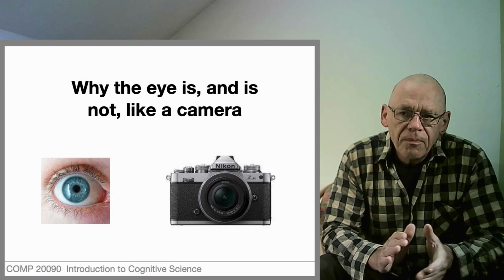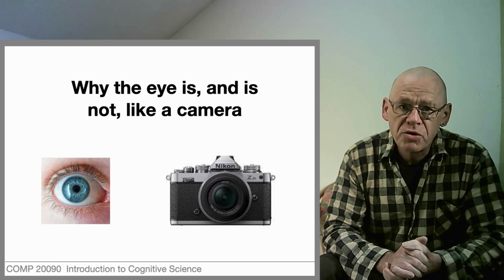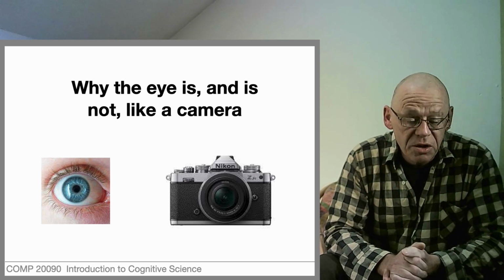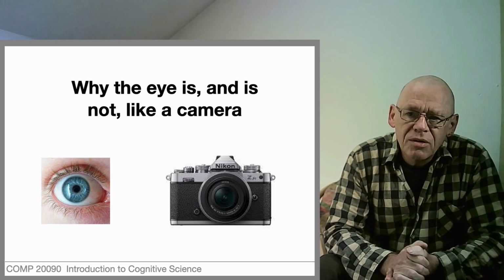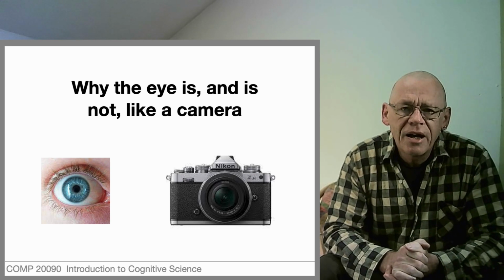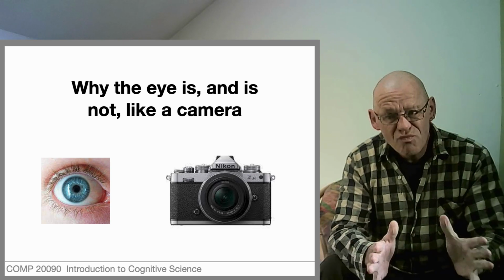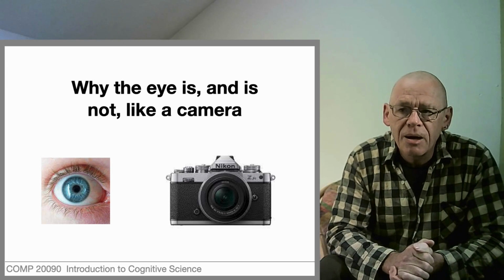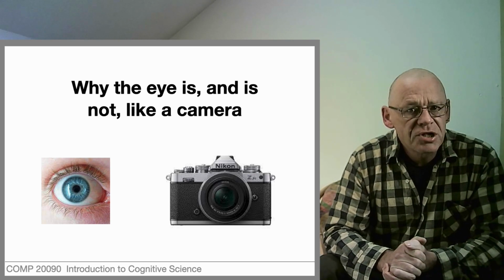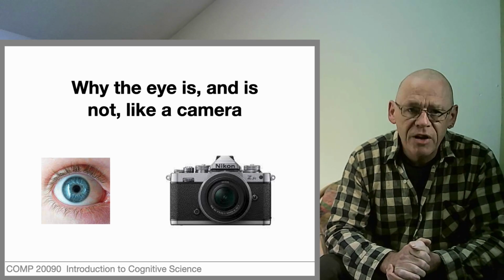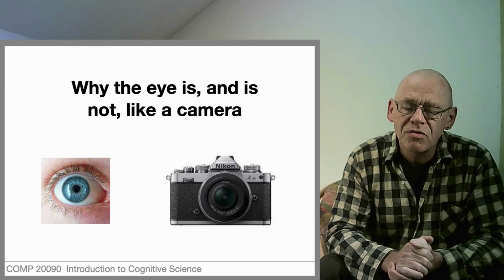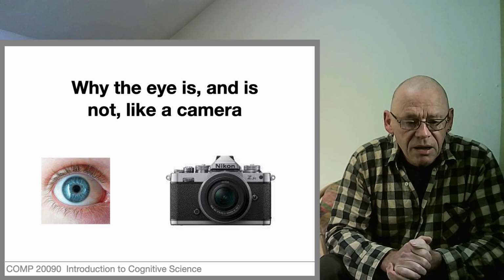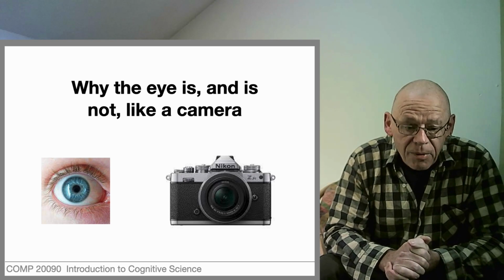Before we go and look at the two main approaches to understanding how we see the world, let's spend a moment and just note that we often think of the eye as if it were a camera, and it bears some similarity to a camera, but that analogy is potentially very misleading as well. So I'd like to just spend this video asking why the eye is and is not like a camera.